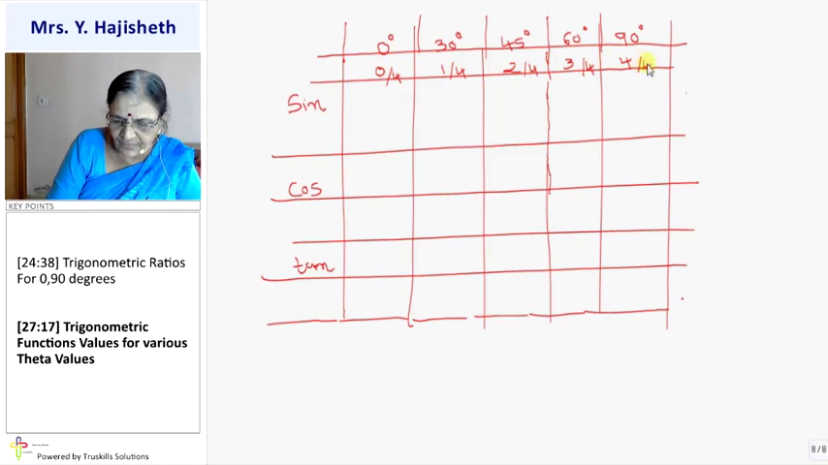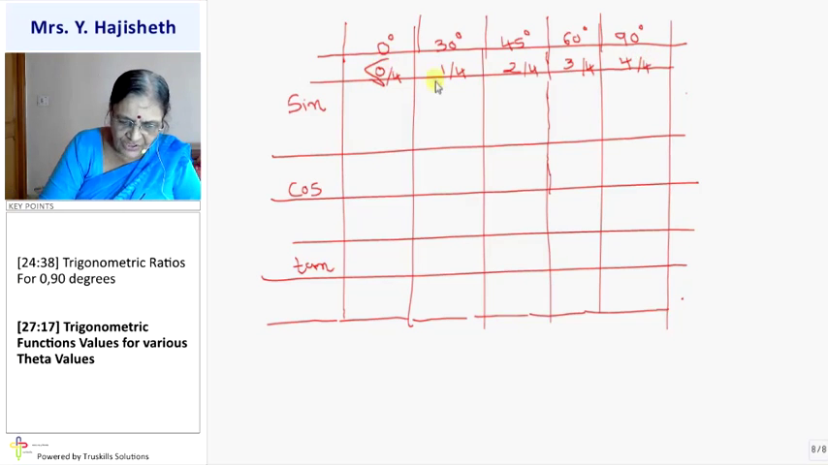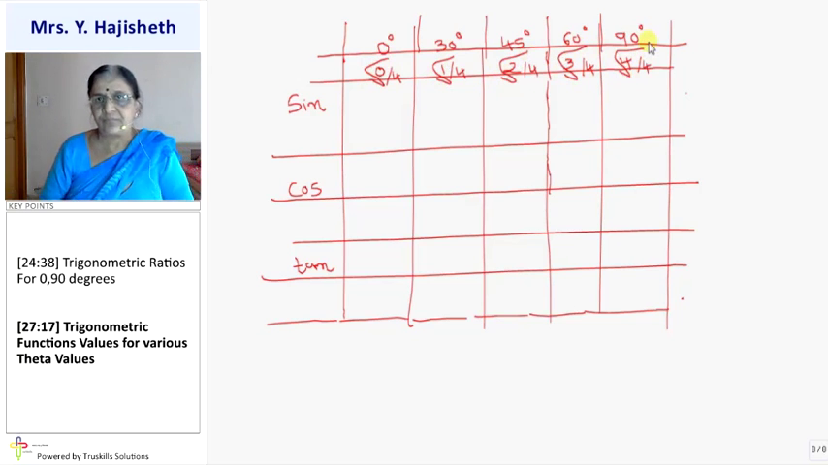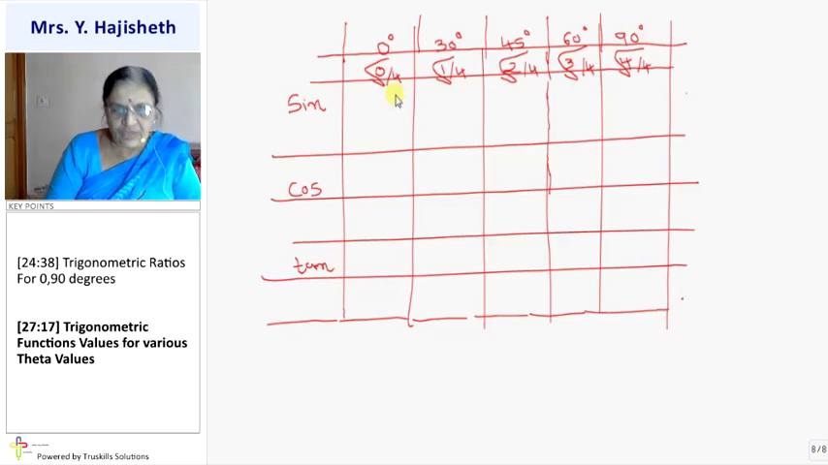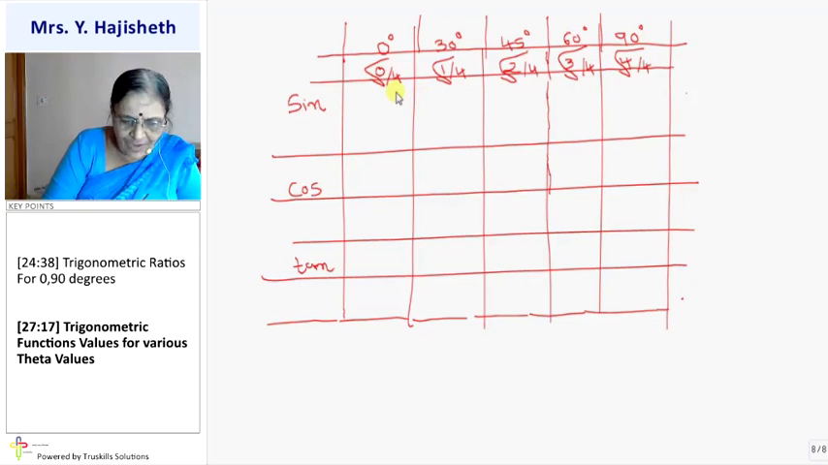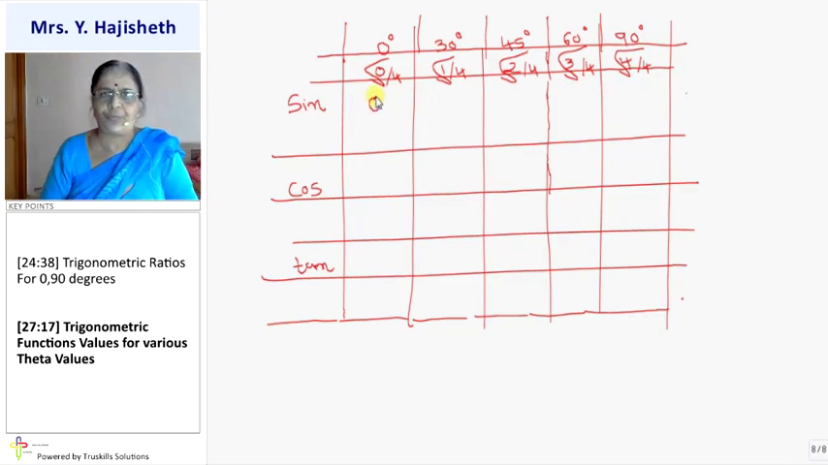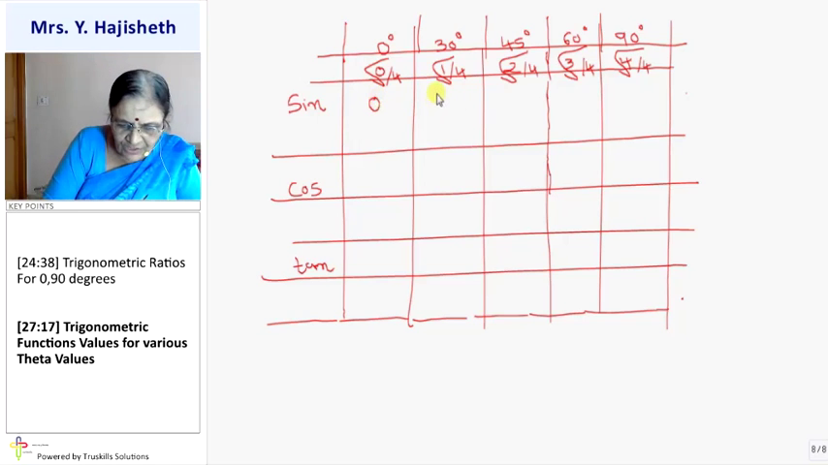Second step. This is a trick you should remember. Then you take the square root of each number. The calculated value after following these 3 steps. What is 0 by 4? 0, and the square root of 0 is 0. So sine 0 degree is 0. The square root of 1 by 4 is 1 by 2. So sine 30 degree is 1 half.